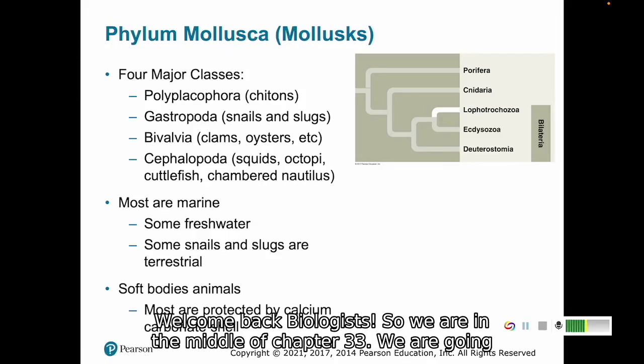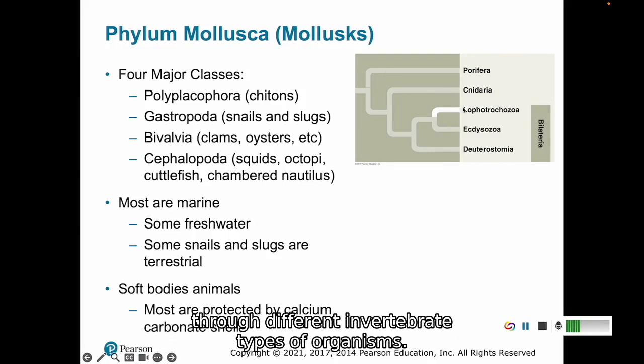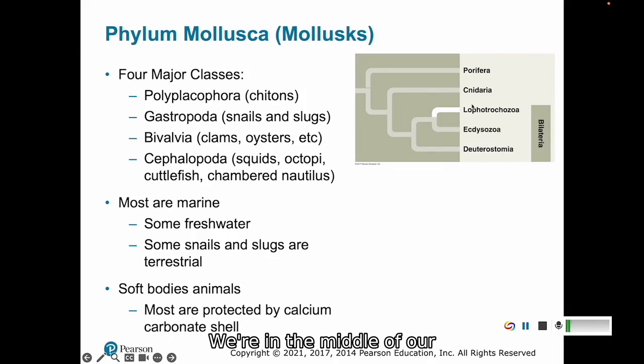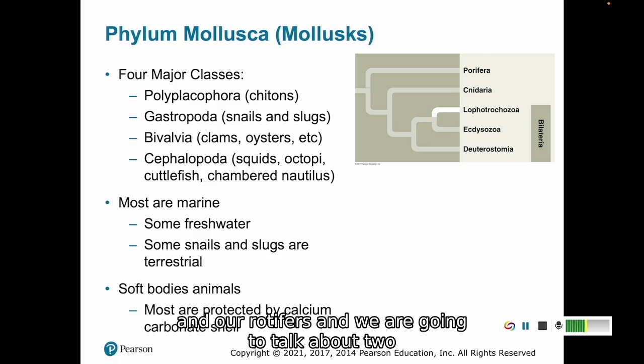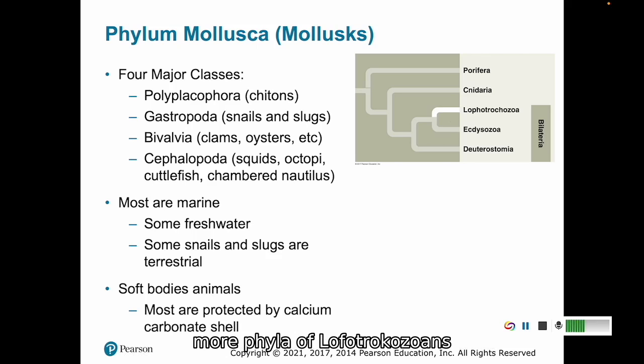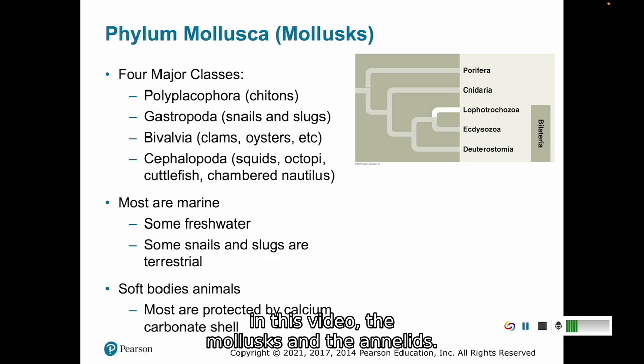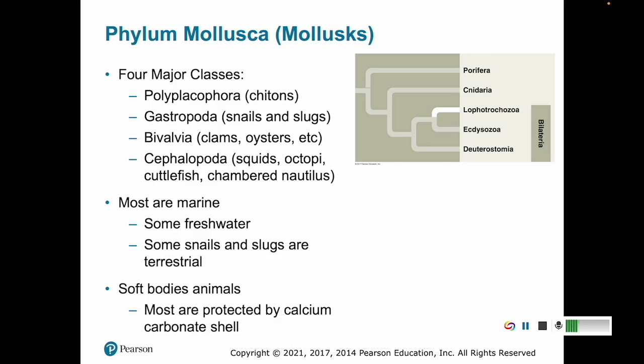Welcome back, biologists. So, we are in the middle of chapter 33. We are going through different invertebrate types of organisms. We're in the middle of our Lophotrochozoan clade. We have just talked about our platyhelminths, or our flatworms, and our rotifers. And we are going to talk about two more phyla of Lophotrochozoans in this video, the mollusks and the annelids.